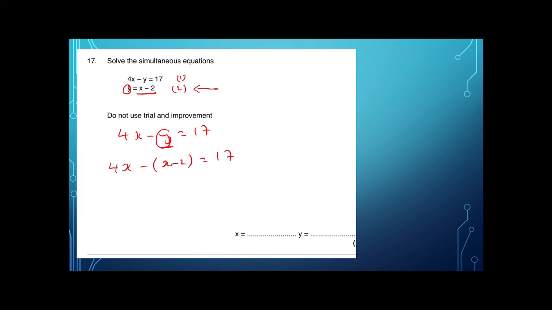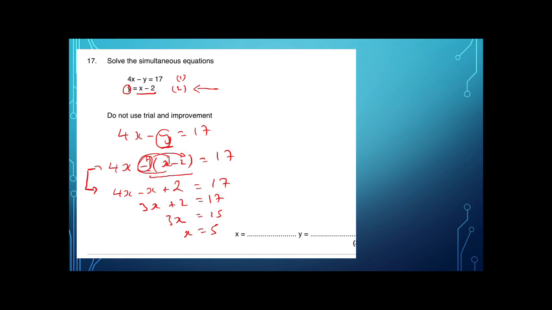Okay, now tricky here, we're going to have to remove this bracket. Now what you really should imagine is that this is negative 1 in front. So 4x, negative 1 times x is negative x, and then negative 1 times negative 2 is positive 2, is equal to 17. Very tricky, that step there. You might want to spend some time thinking about that. 3x plus 2 is equal to 17. 3x is equal to 15, and x is equal to 5.